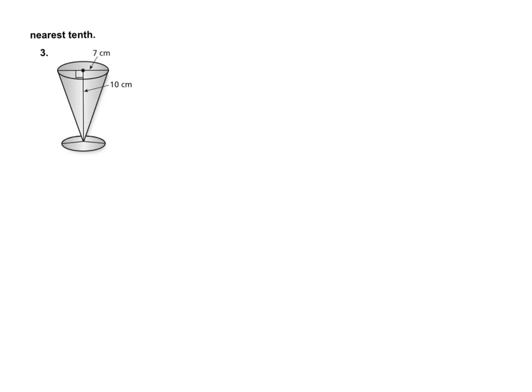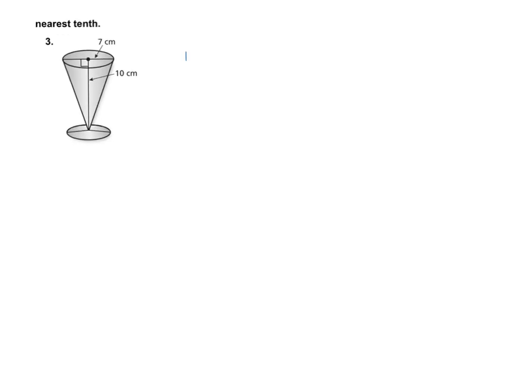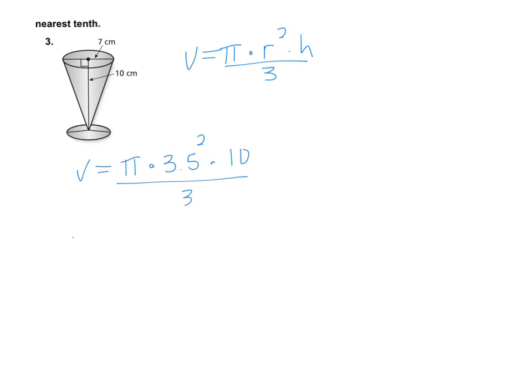Question number 3 is going to be exactly the same. We're going to use the same formula. Volume is equal to pi times radius squared times the height, whole thing over 3 for a cone. Now the radius, they're giving us the diameter, so we got to be a little bit careful. If the diameter is 7, that's all the way across. Half, which would be the radius, would be 3.5. So 3.5 squared times the height, which is 10, divided by 3.